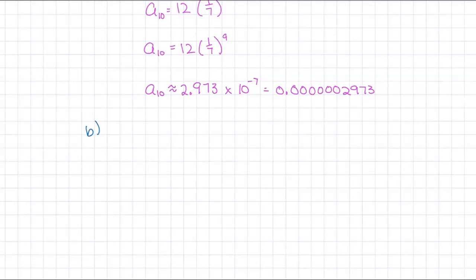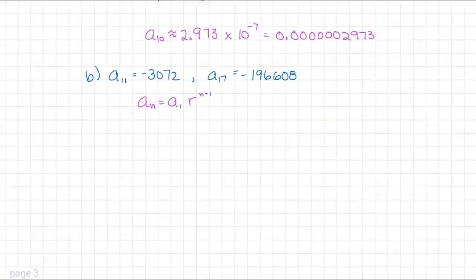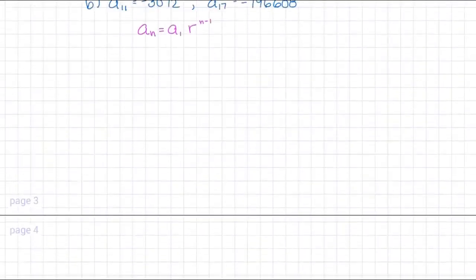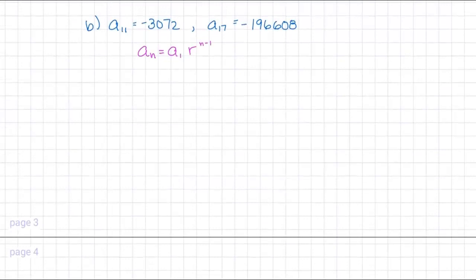So what if I told you that a sub 11 is negative 3072 and a sub 17 is negative 196,608? We want to find a formula for a sub n. Remember, we're using this formula right here. So how are we going to find a sub 1 and r given this stuff?